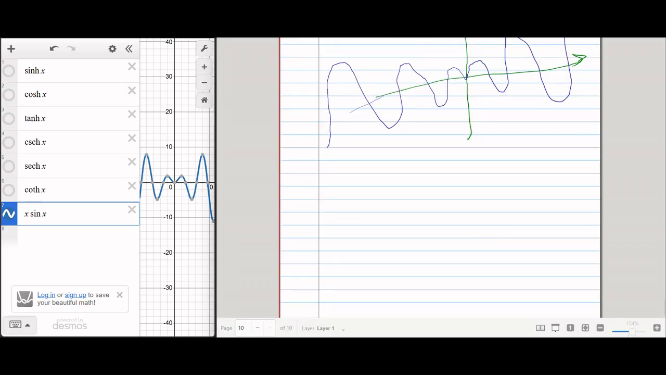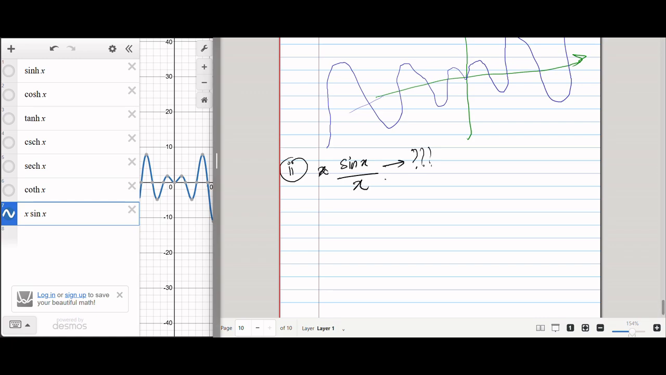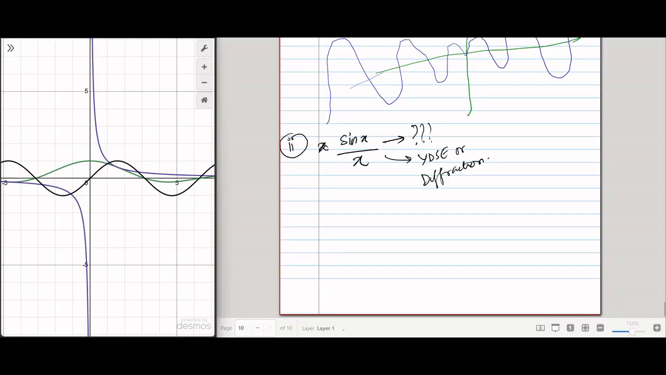Now if the function is, let's say, sine x by x, have you seen this function anywhere? This comes in the YDSE or diffraction formula. So how will we do that? We can think of it as a product of 1 by x and sine x, and remember that this is an even function, so we'll only plot on the right hand side.